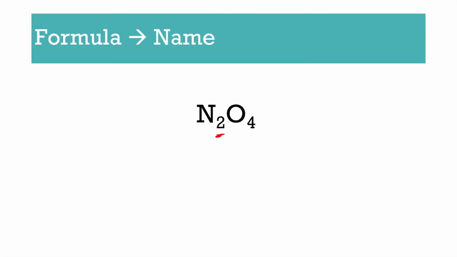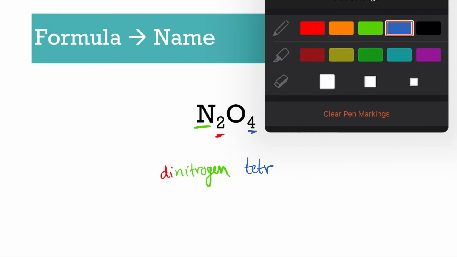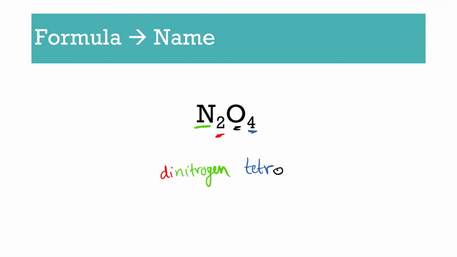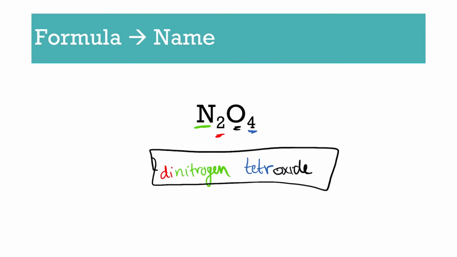So here you have 2, so di. N, we know, is nitrogen, and that first letter, we use the name as is. And then we have 4, so that's tetra. And we're going to drop the A because we're using an O, and we'll get into that in more detail. O is oxide, so you get dinitrogen tetroxide. And again, that's it.